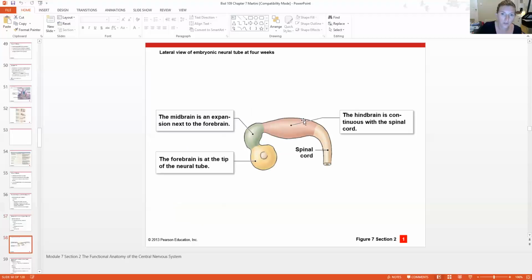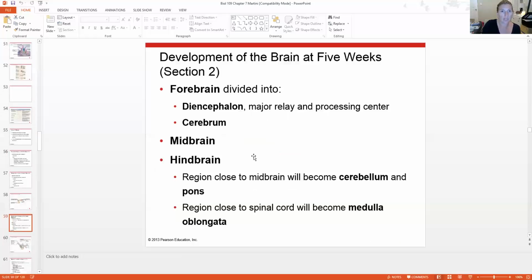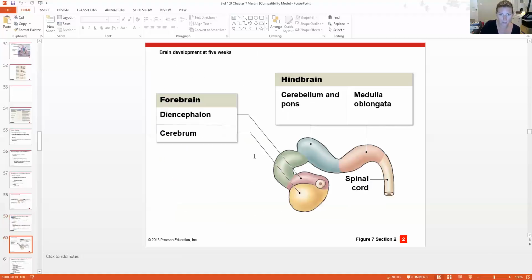The neural tube starts to bubble and form different areas. This forebrain is basically going to blossom and flower over the rest of the brain and develop into what we call the cerebrum. And here you see that process happening.